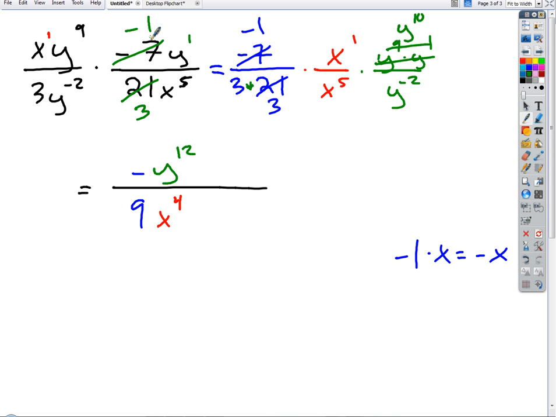y to the 9 plus 1, so y to the 10 divided by y to the negative 2 is 10 minus negative 2, 12 on the top, right? I can do all that stuff just kind of scratching things out in my head and get to that answer in one step. But this is how we think about it, at least.